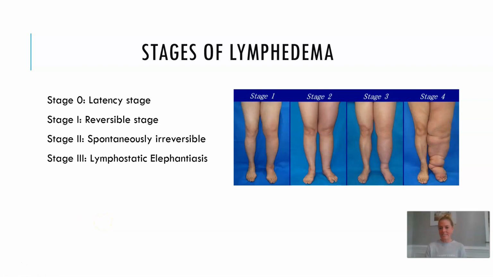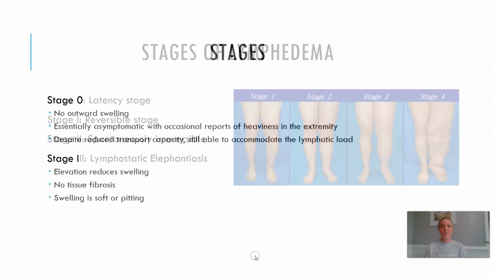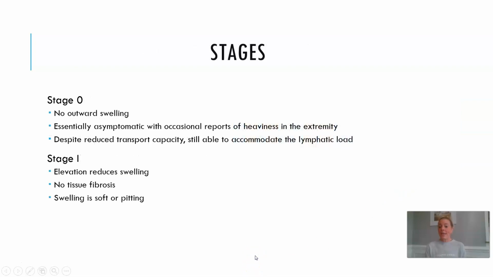And stage 3 is typically your elephantiasis. So severe, significant edema there. So stage 0, again, this is the latency phase. There's no outward swelling. The person's pretty much asymptomatic. They might feel some achiness or heaviness occasionally in the extremity. And even though there is that decrease in transport capacity, their body's still pretty much able to process the lymphatic load. So they're able to do all things.